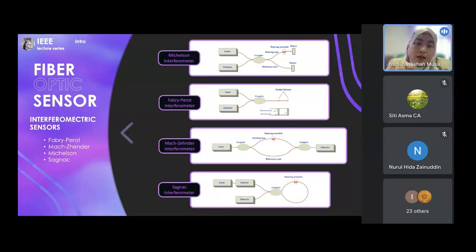And it is the same with the MZI. The first coupler is for splitting, and then the second coupler recombines the light from the sensing arm and the reference arm to the detector. Okay, the Fabry-Perot is just the same, but different in that it has a double mirror here, a partial mirror, so that it can reflect back the light.